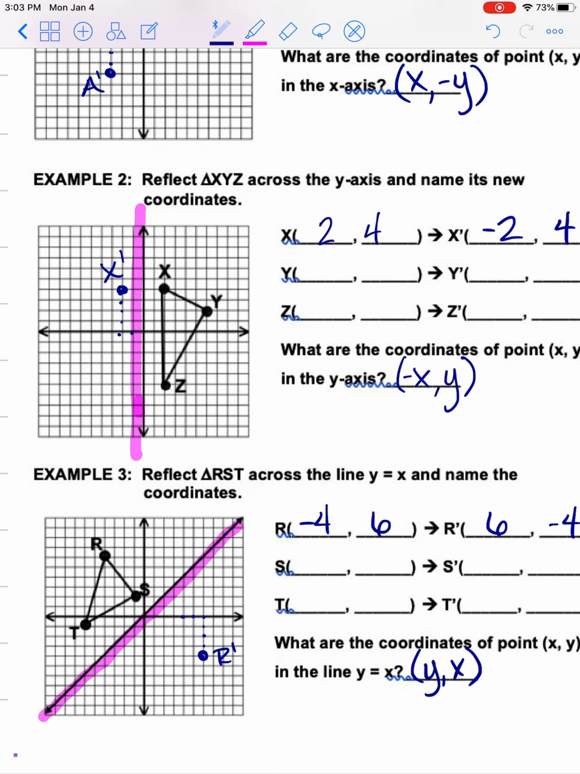If you want to count it on the graph, here is the way you have to do it. You have to count from point R all the way down to that line. And I've already previously counted it, and I know that it is 10 spaces down to that line. If you're going to count, you would have to go then 10 spaces that way. So you can use your graph, but again, just flipping your coordinates is a whole lot easier.